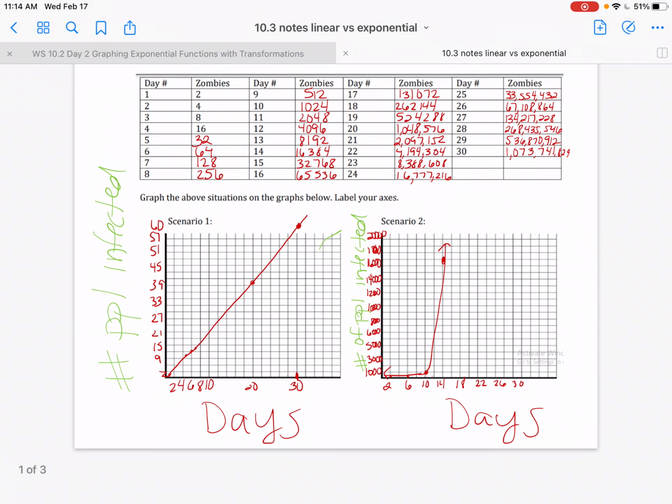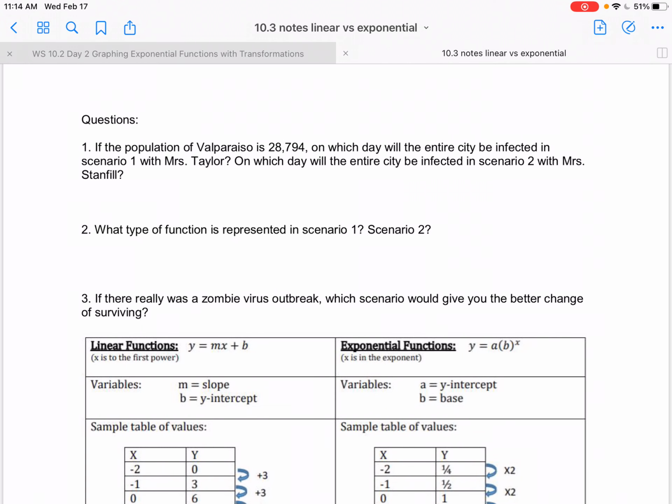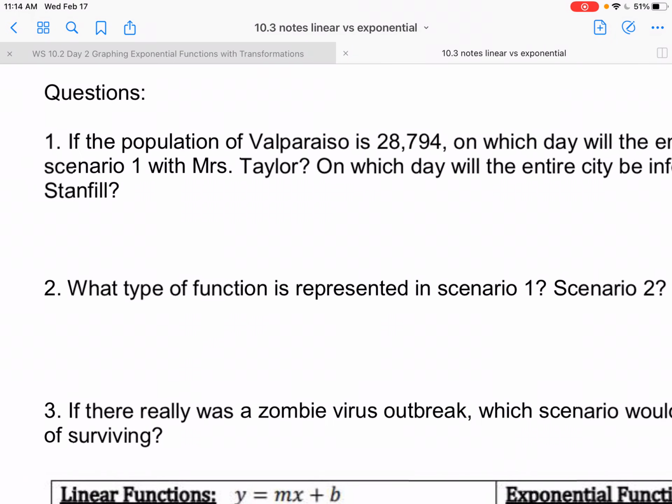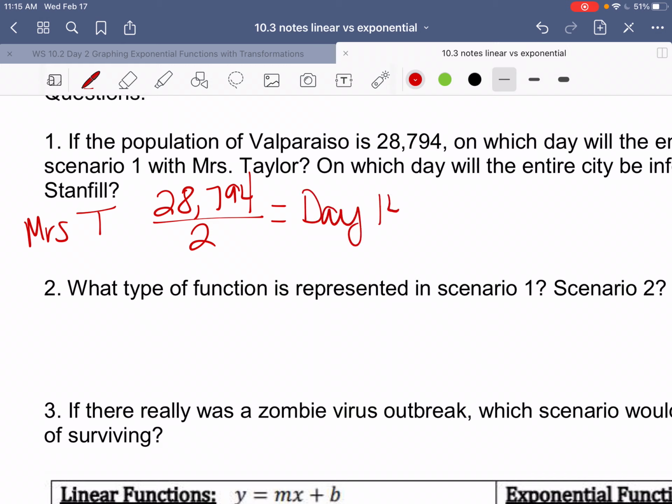So if I go down and answer the questions, it says if the population of Valparaiso is 28,794, on which day will the entire city be infected in scenario 1 with Mrs. Taylor? So, for Mrs. Taylor, if we have 28,794, and we're infecting only 2 people each day, it's going to take forever. It's not going to happen until we basically split the population in half.